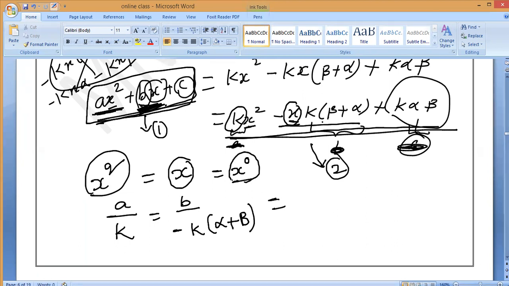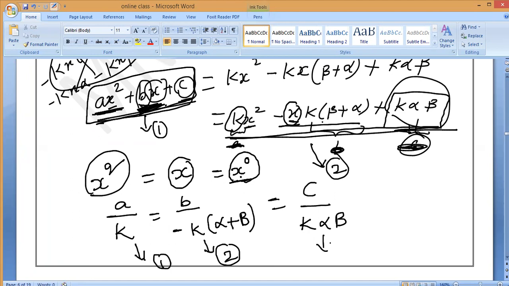X naught quotients are constants. In the first equation, x naught quotient is c. In the second equation, it is k alpha beta. So c by k alpha beta. This is ratio 1. This is ratio 2. This is ratio 3.